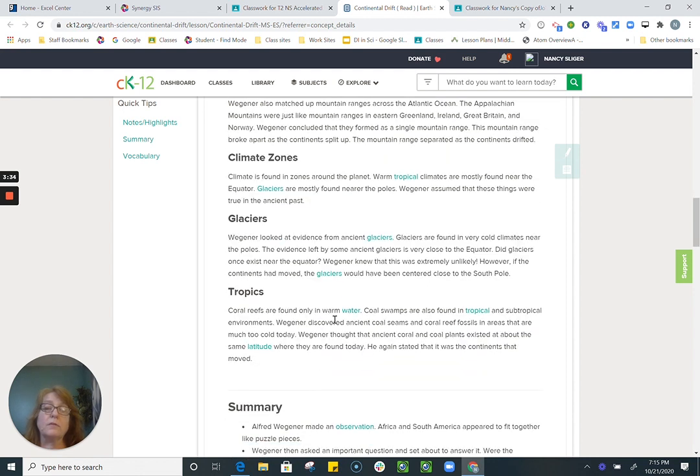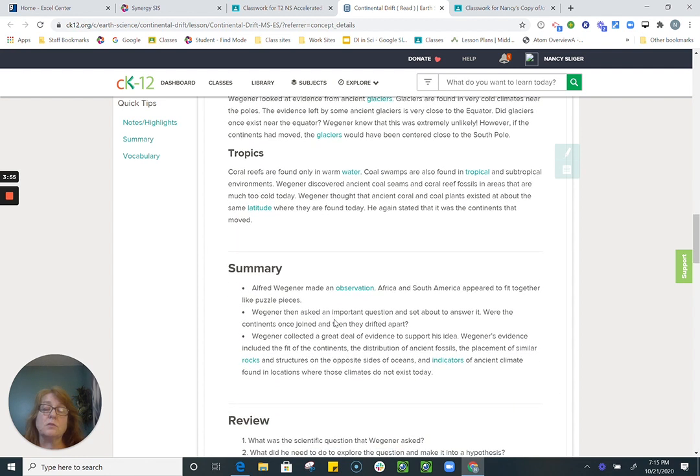He also found that tropical coral reefs are usually found in warm waters only. But he found that there were ancient coral and coal plant deposits in different continents where they really probably shouldn't be today. So that gave him an indication that the continents might have moved. So he made an observation, which is part of the scientific method, that some of the continents look like puzzle pieces that could fit together and that they possibly drifted apart.